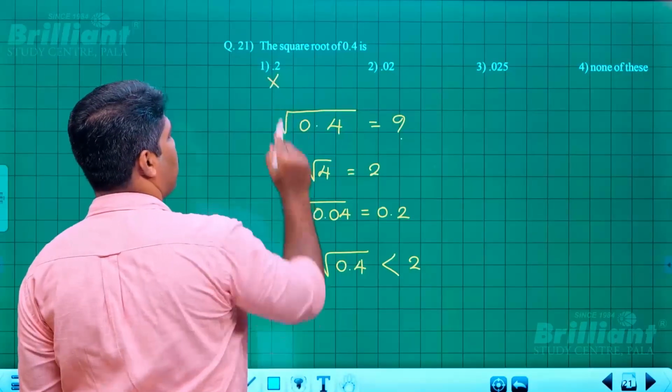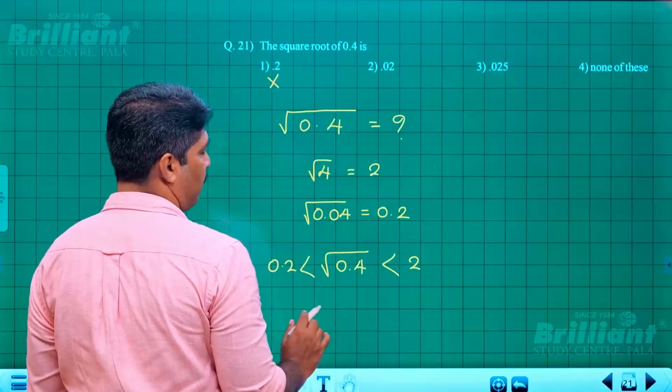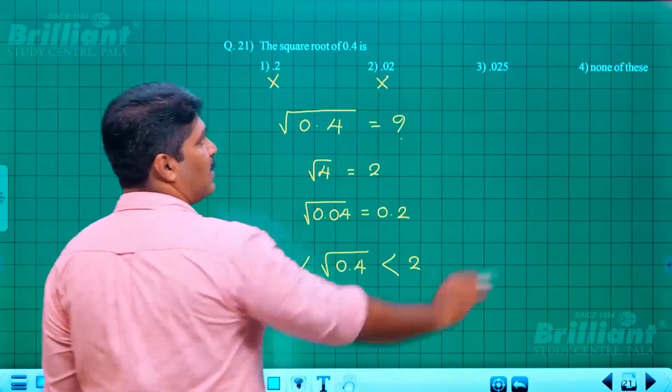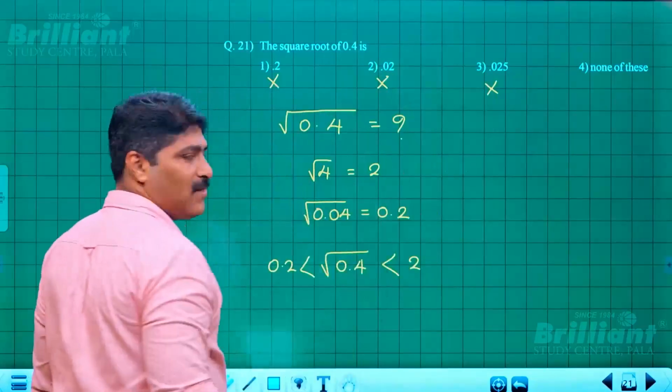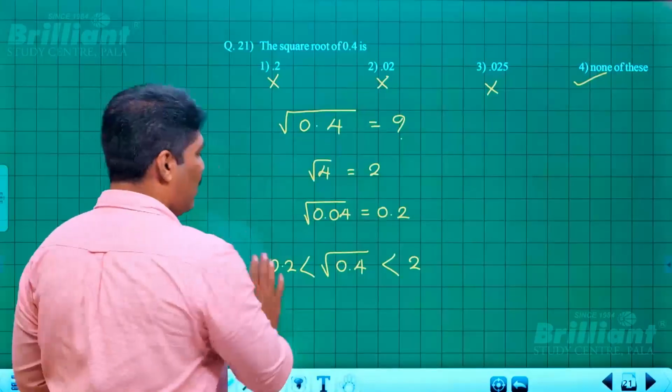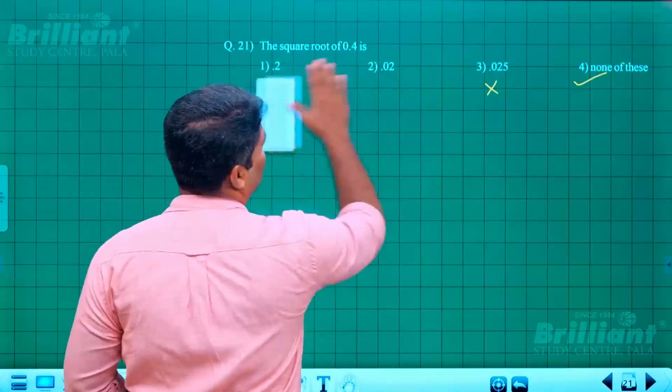So this is exactly equal to 0.2. Therefore, that won't be the answer. And this is less than 0.2. That's not the answer. This is again less than 0.2. That's not the answer. Therefore, the answer is none of these. So that's one method. Or the other method is in the reverse approach.